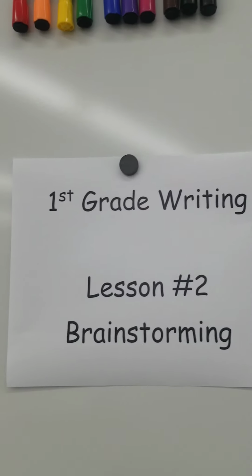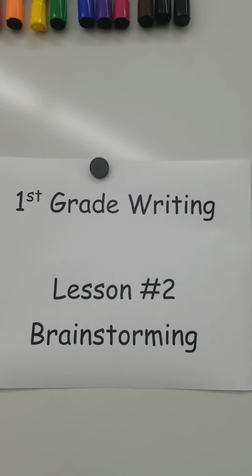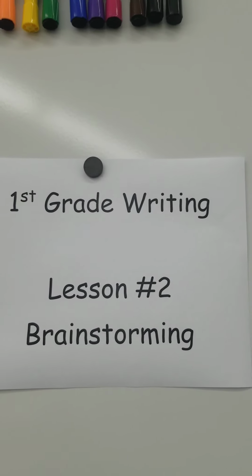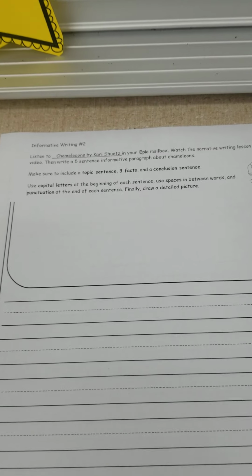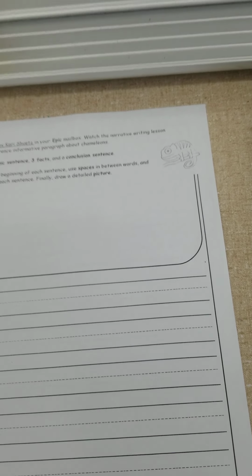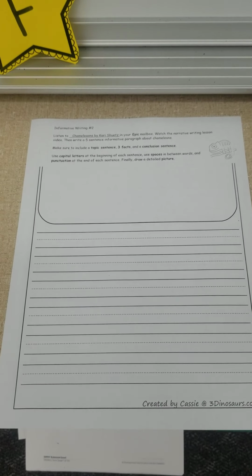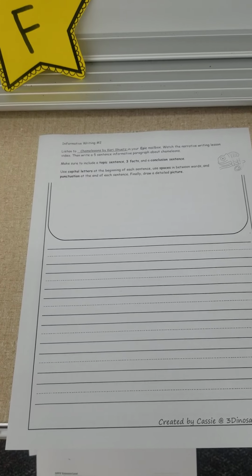All right, so that is first grade writing, lesson number 2, brainstorming. And next time we're together, we're going to talk in detail about topic sentences. So this week, you're finding the paper that looks just like this, informative writing number 2, with the chameleon picture. You can draw first if you'd like. You can write a list on a separate piece of paper. You can talk about it. And then you want to start your paper.